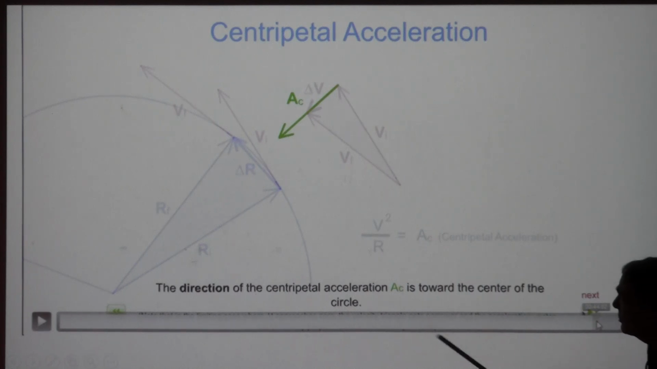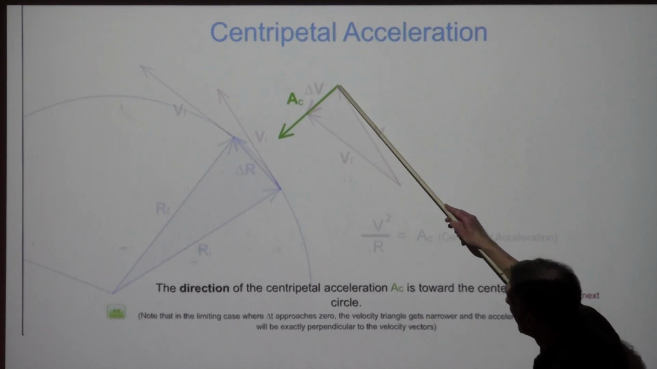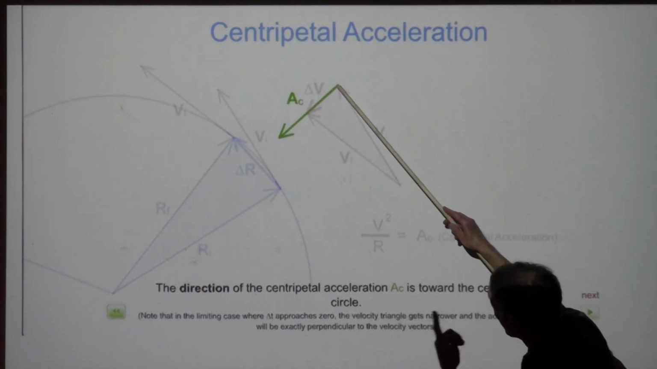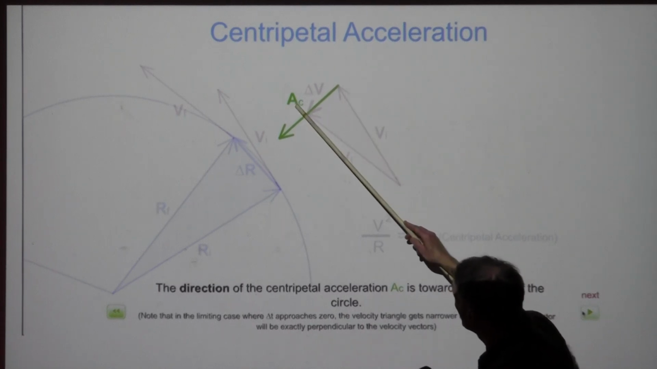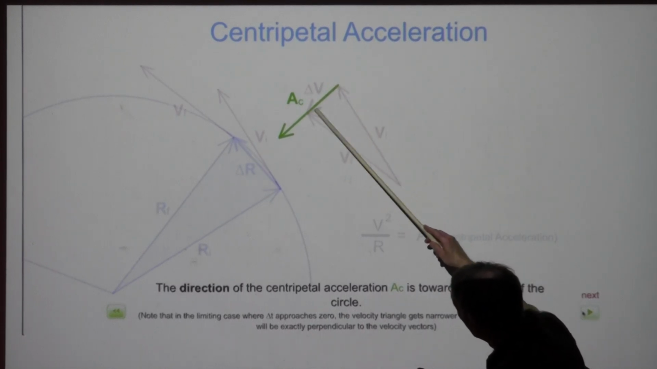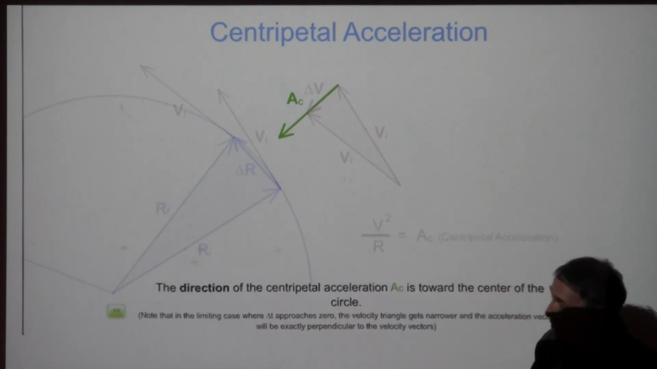Okay, the acceleration is going to be in the direction of delta V. Delta V divided by delta T is the acceleration. It gets its direction from delta V, and it's always going to be pointing into the center of the curve.